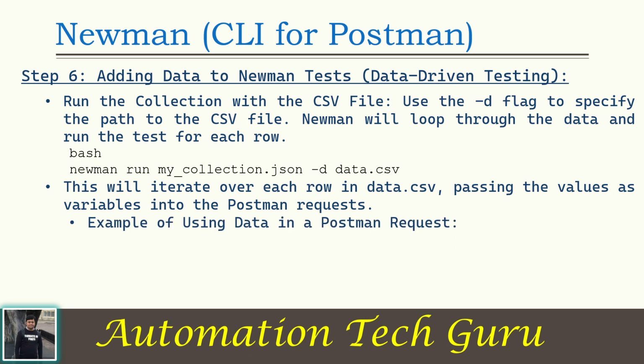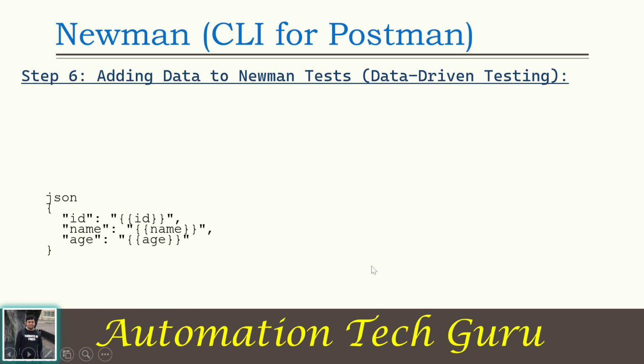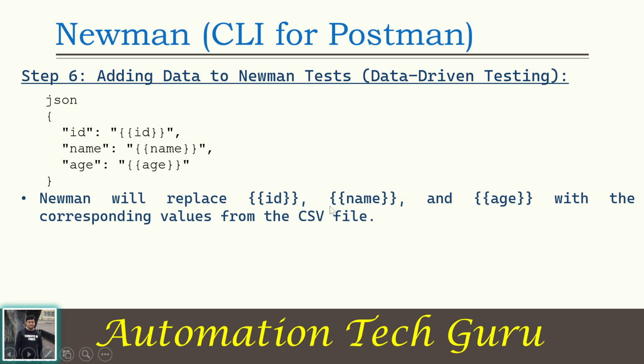Example of using data in a Postman request. In Postman, you can reference these variables using the variable name syntax, like you can use JSON ID, name, age. Newman will replace ID, name, age with the corresponding values from the CSV file.